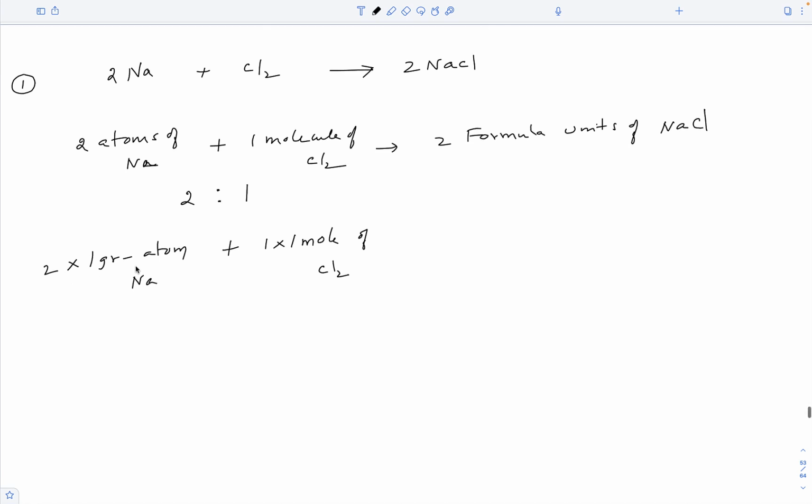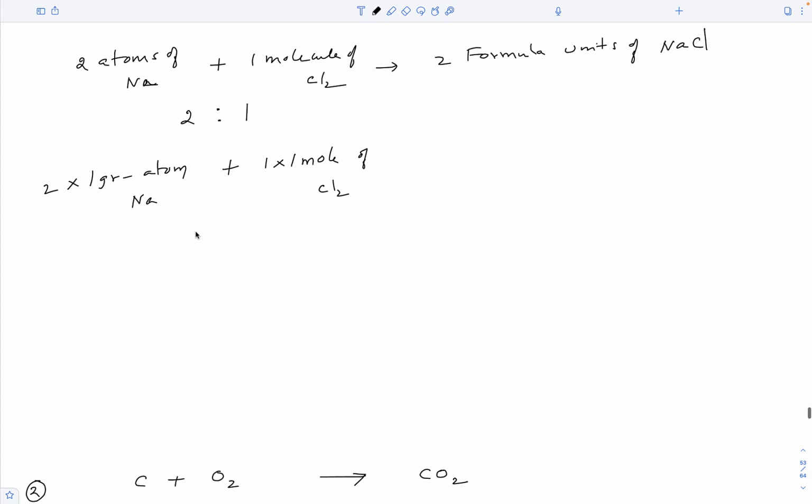So if you take 2 gram atoms of sodium and 1 mole of chlorine, we will have them in the ratio of 2 to 1. We know 1 gram atom of sodium is 23 grams of sodium. Gram atom is its atomic weight in grams. And 1 mole of chlorine is 71 grams of chlorine. Mole is nothing but its molecular weight in grams.